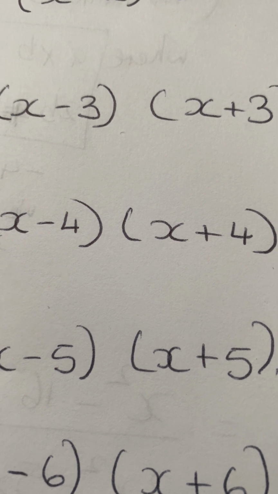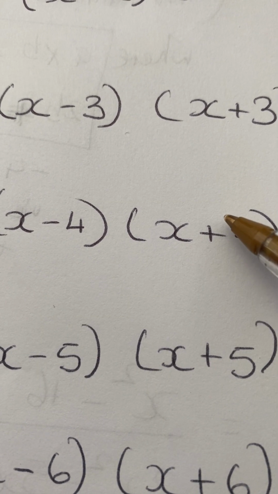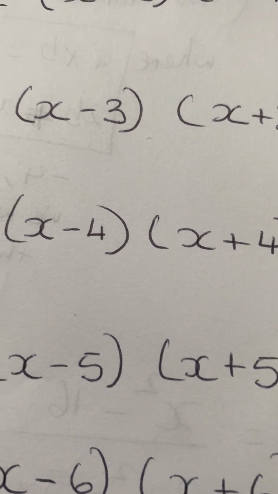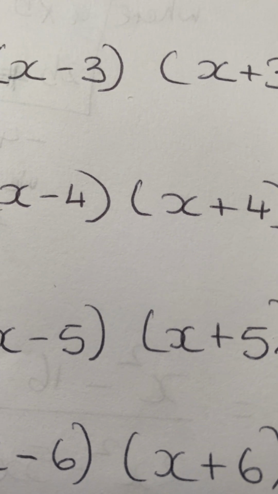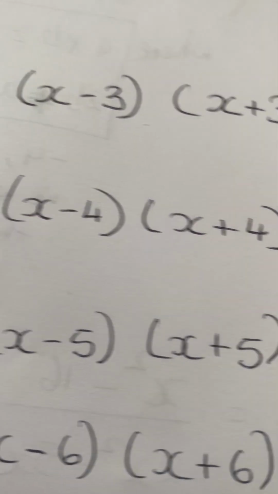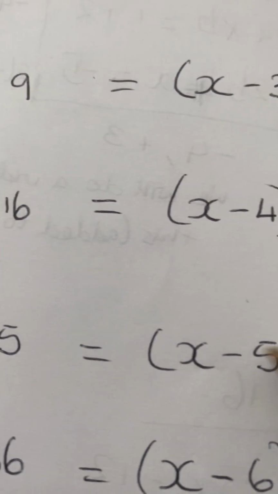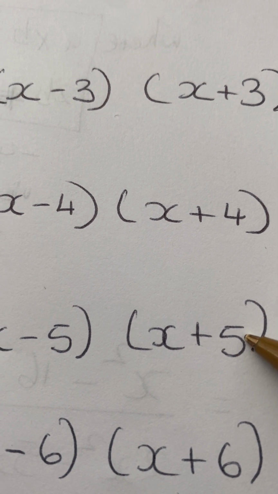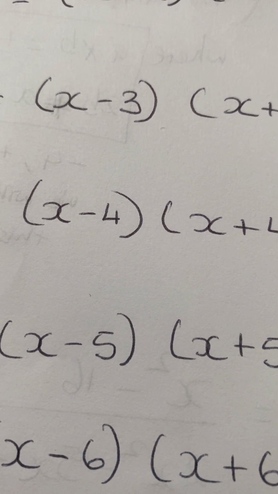Now the question we have today, if you don't know difference of 2 squares, it will be difficult for you to reduce it. But just by knowing that helps you to reduce the equations you've been given. x squared minus 25 will be x minus 5, x plus 5. It can also be x plus 5, x minus 5.